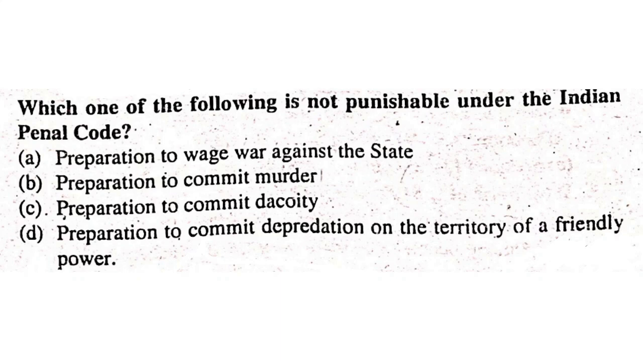Which one of the following is not punishable under the Indian Penal Code? Preparation to wage war against the state, it is punishable. Preparation to commit murder, it is also punishable. Preparation to commit dacoity, it is also punishable. Preparation to commit depredation on the territory of a friendly power.